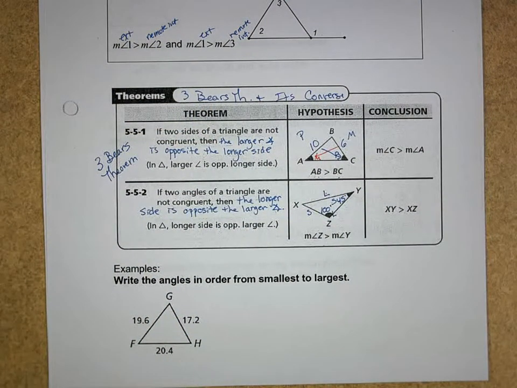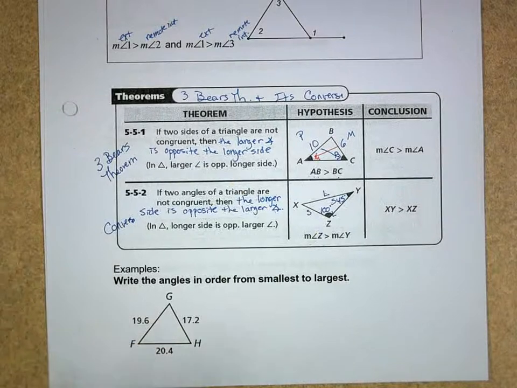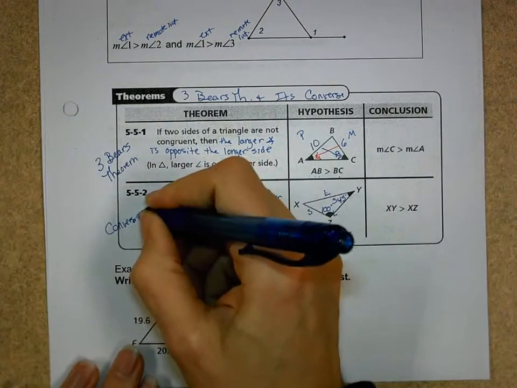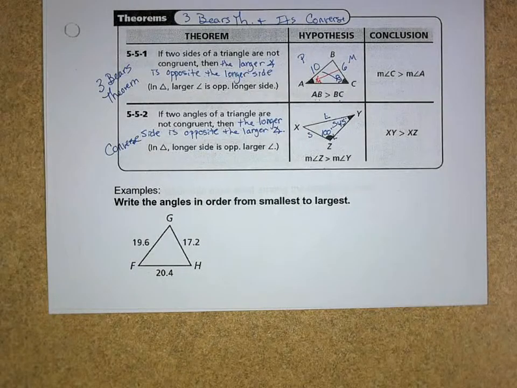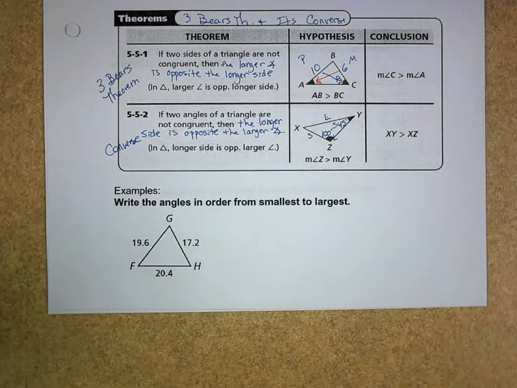So we should be able to put these in order, okay? So this was our converse. Now let's go ahead and see if we can put them in order. Write the angles in order from smallest to largest. Well, with this one, I look at the sides. All three of these are going to be different sides. That means all three angles have to be different. So if I have a scalene triangle, I get three different sizes of angles, okay?